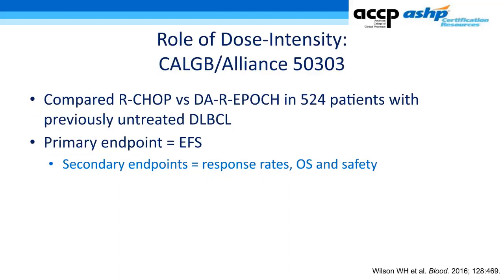So the most popular of those options is to increase dose intensity using the dose-adjusted R-EPOCH regimen. And this was compared to R-CHOP in what's known as the CALGB or Alliance trial. This was over 500 patients with previously untreated diffuse large B-cell lymphoma that were randomized to either R-CHOP or dose-adjusted R-EPOCH, with the primary endpoint of event-free survival, with secondary endpoints of response rates, overall survival, and safety.